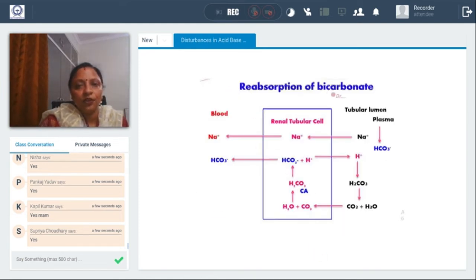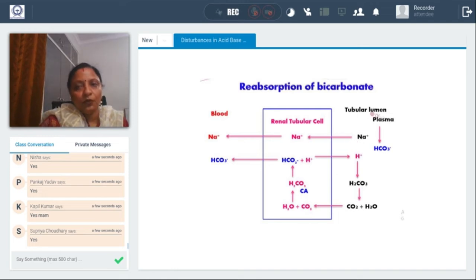So you can see here reabsorption of bicarbonate. This is the tubular lumen, this is the renal tubular cell, and this is plasma. You can see here sodium reabsorbs and then goes to the blood, and this HCO3 again goes to the blood, and this H plus is excreted, and then it combines with HCO3 to form H2CO3, then CO2 plus H2O, and this CO2 goes into the renal tubular cell, and this cycle is going on.